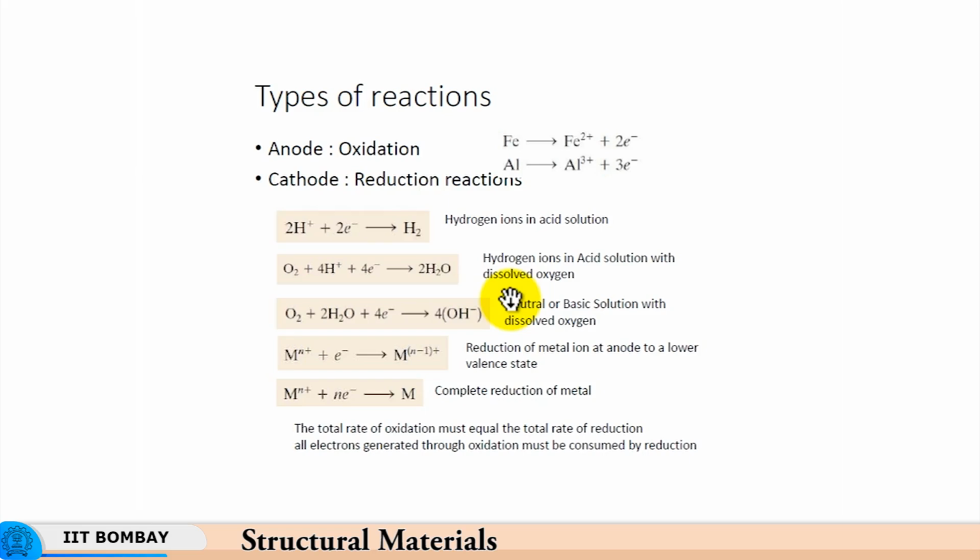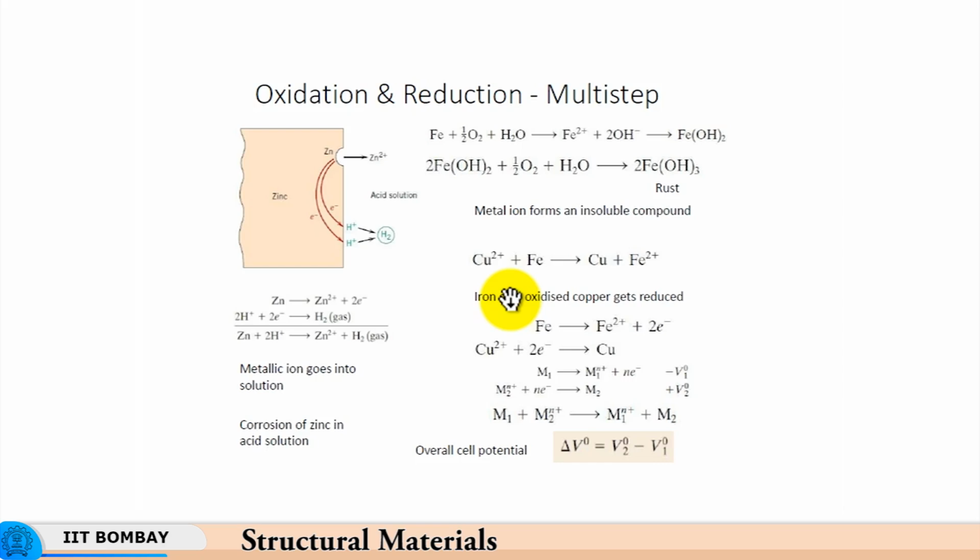So, you have other reactions pertaining to hydrogen dissolved as hydrogen ions in an acidic solution, and here there is no oxygen present. But in most of our corrosive environments, we have acid which is present with oxygen in it, and then the situation is quite different, the product is different, and so you have a slightly different reaction.